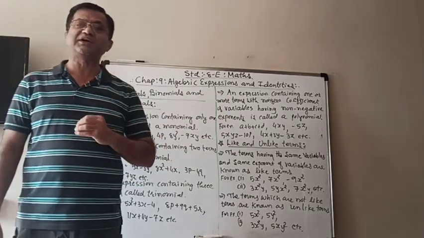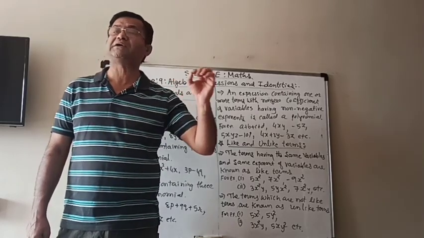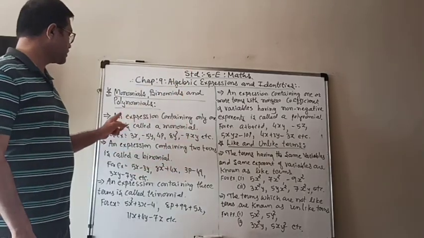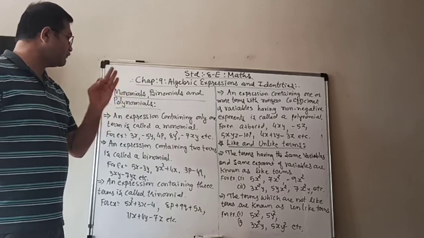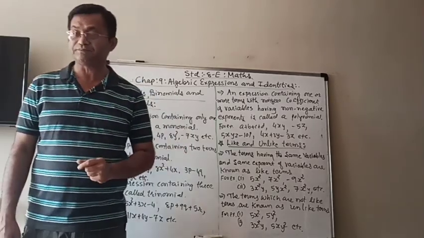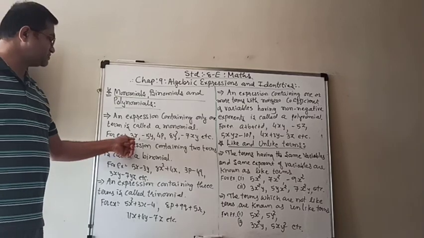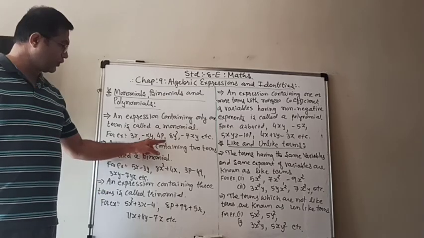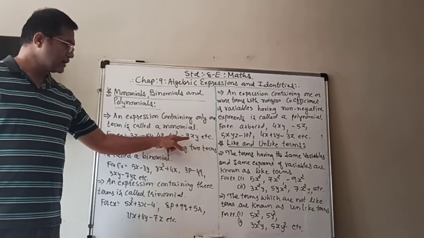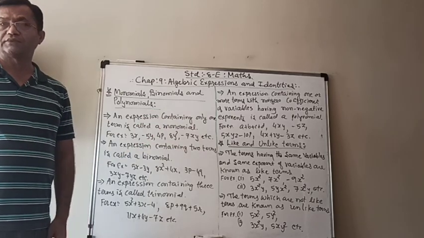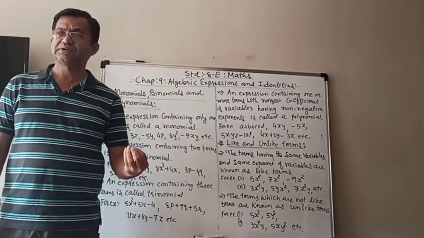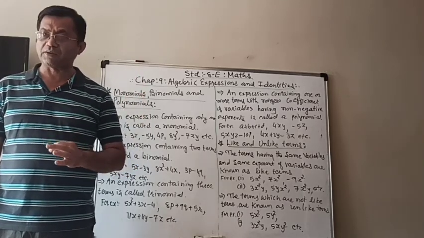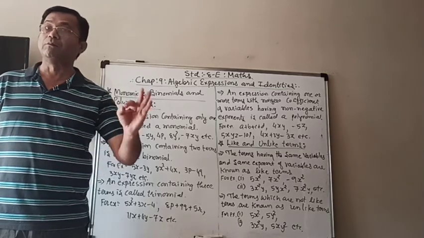Any expression which has only one term is known as a monomial. An expression containing only one term is called a monomial. For example, you can see here 3x, only one term, minus 5y, 4p, 8y square, minus 7xy. Here all these expressions contain only one term, and therefore they are known as monomials.